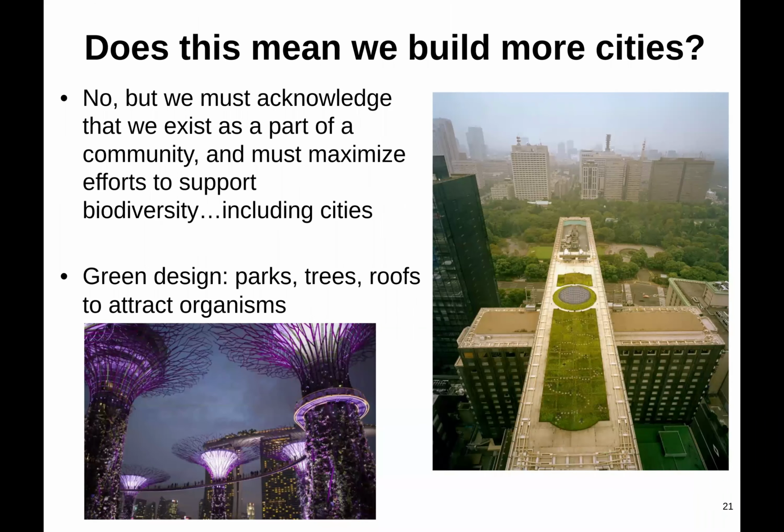Now, given that animals are doing better in cities, does this mean we should build more cities? No, but we do need to acknowledge that we exist as part of the community, right? As I've mentioned before, we are not distinct from nature. And we have to maximize our land, but also natural lands, but also the land that is directly interacting with humans. And this includes cities. Now, this has led to people designing green parks, trees, and rooftops to attract more natural organisms. But again, we shouldn't be building more cities at all. We should be trying to preserve natural areas as much as we can and building fewer cities.